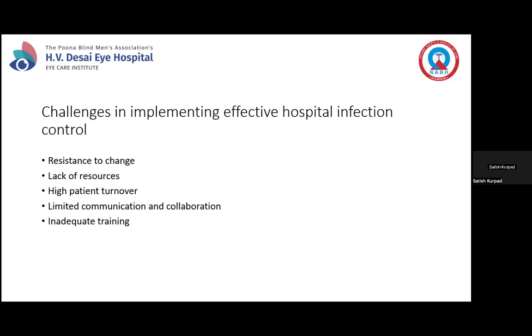Challenges in implementing effective hospital infection control: the resistance to change, because we have been using a lot of practices since many years, so there may be many hesitations to change practices; lack of resources, high patient turnover, limited communication and collaboration, and inadequate training.